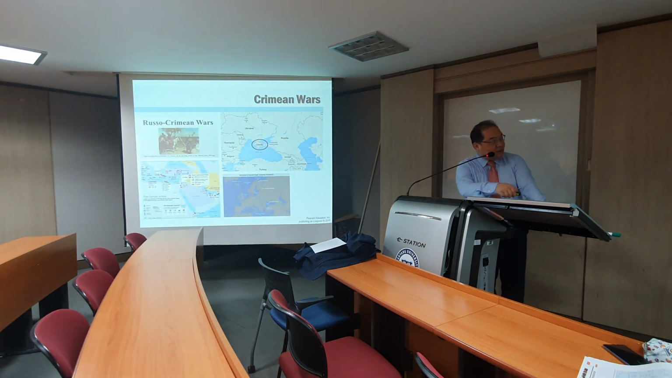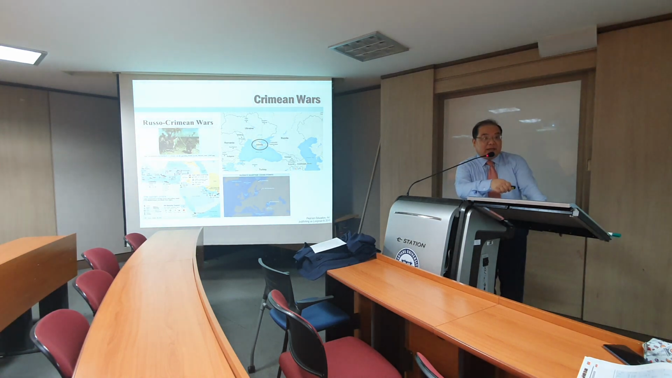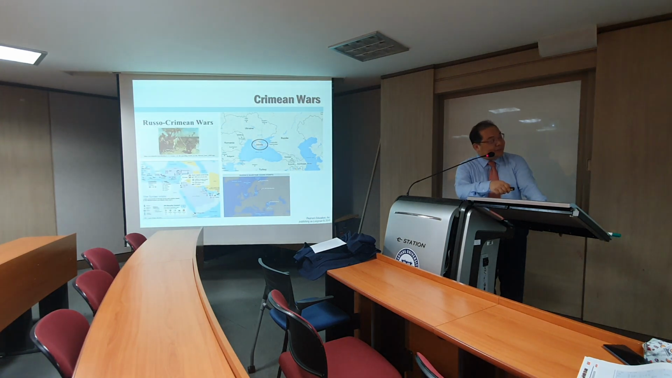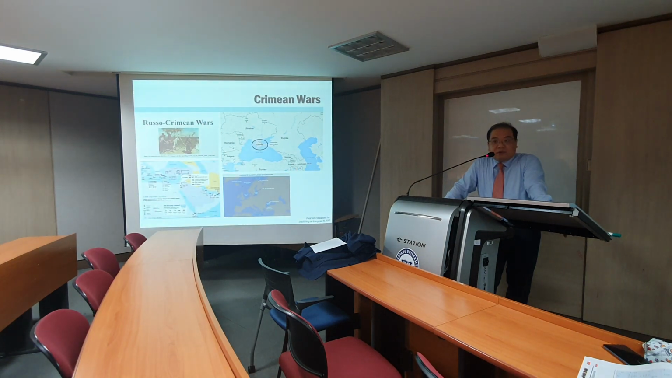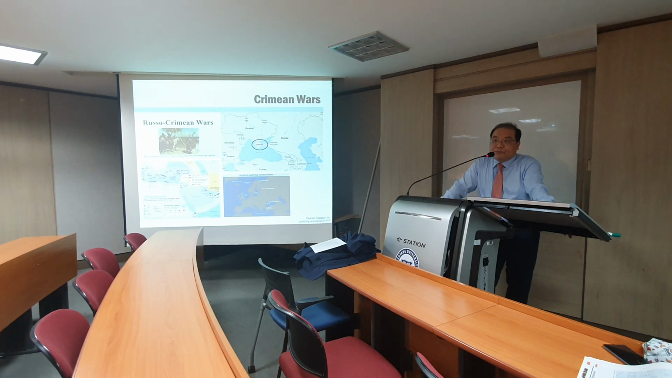Now, this map shows Russian geographical disadvantages in the Black Sea and the Mediterranean Sea. This map shows Russian geographical disadvantages in the north, in the Baltic Sea. In the Baltic Sea as well, Russia is not advantageous. Russia is sort of surrounded by different countries, hostile countries. The same problems in the Baltic.